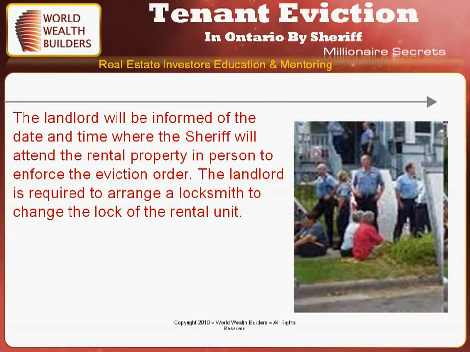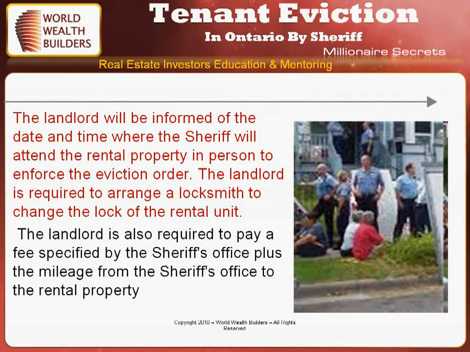The landlord is required to arrange a locksmith to change the lock of the rental property. The landlord is also required to pay the fees specified by the sheriff's office plus the mileage from the sheriff's office to the rental property.